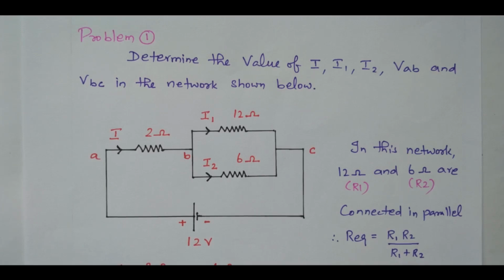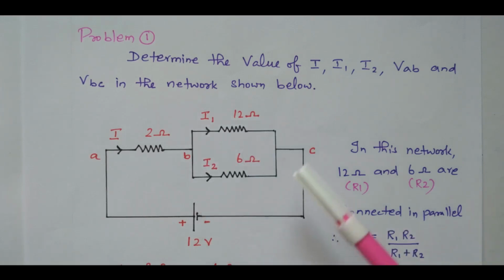So in the first problem, the circuit is available. There are three resistors available: 2 ohm, 12 ohm and 6 ohm. From the diagram it is clear these 12 ohm and 6 ohm are connected in parallel. The entire circuit is energized by 12 volts. So the total current is I ampere through the 2 ohm resistor. At this point the current is divided because of the parallel circuit, into I1 and I2.